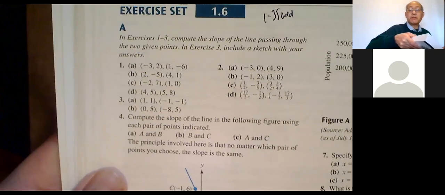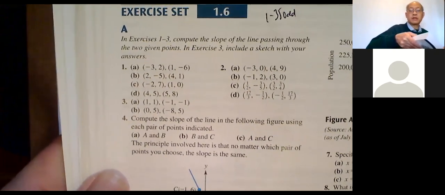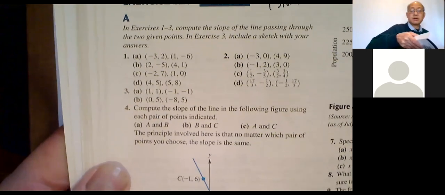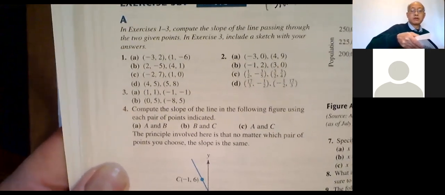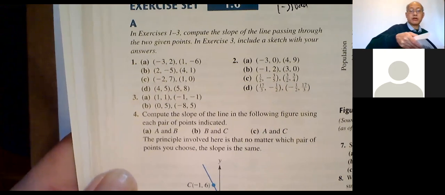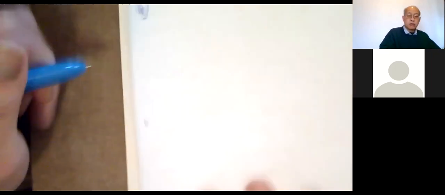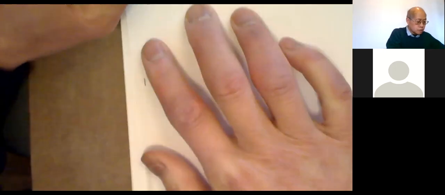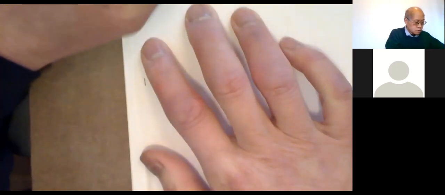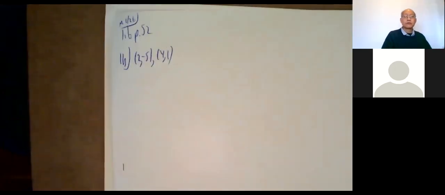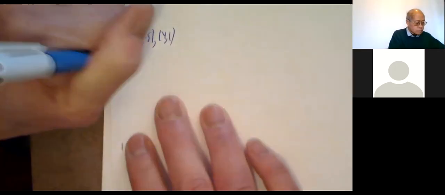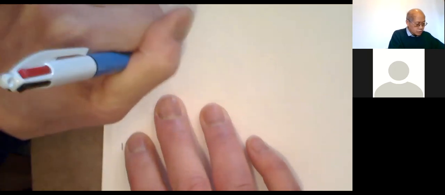Okay, compute the slope of the line passing through the given 2 points. Okay, so you just get 2 points, find the slope. So 1 and 3 are similar. I think I only have to show you one of those. I'll do 1b, perhaps. 1b. 2, -5, and 4, 1. Find the slope. So x1, y1, x2, y2.